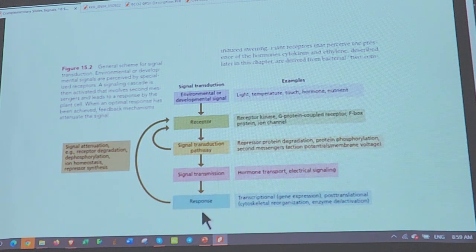Yeah. So your response can be anything like the gene expression, post-translational, cytoskeletal, and so on. And this will, at one point, give the negative feedback to this receptor to stop. Inhibitory. Okay? This signal's response cannot happen forever. Please understand that. All right, that's why you add nitrogen to your crops, it's going to look very happy, but keep on adding.